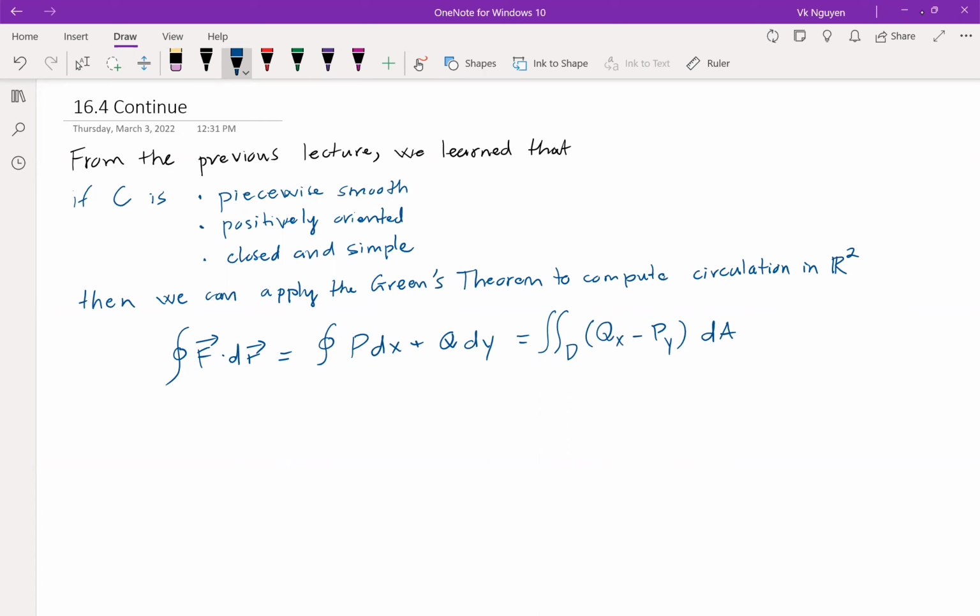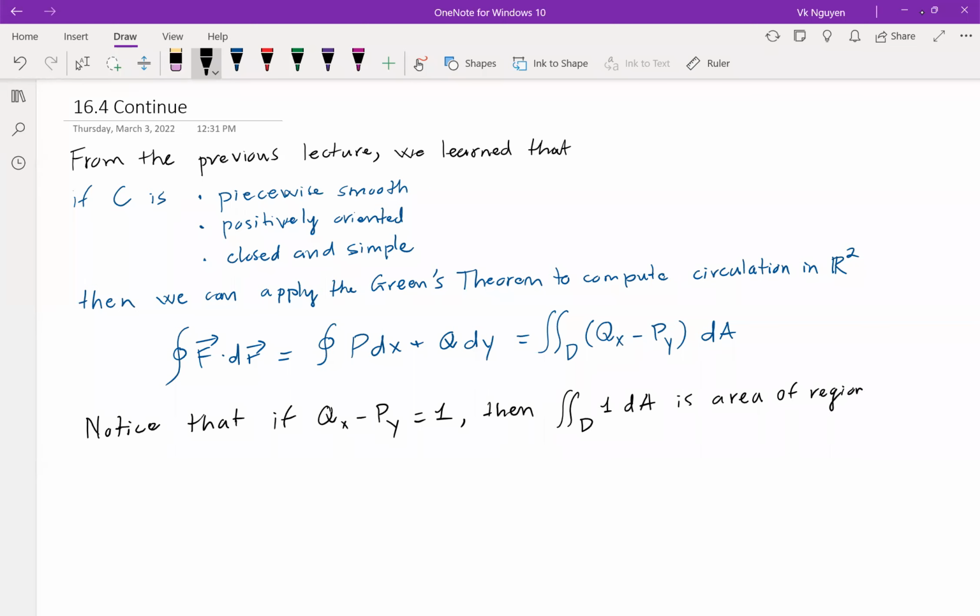Now, if Qx minus Py equals 1, then we can figure out the area of the region D. Notice that if Qx minus Py equals 1, then the double integral over D of 1 dA is the area of region D. So when does this happen? When does Qx minus Py equal 1?